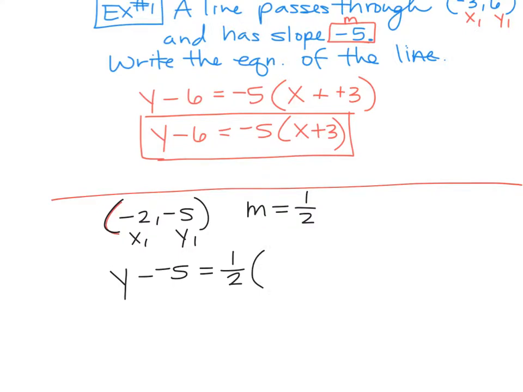1/2 is your m, and then it's x, what? Minus negative 2, which is going to become plus a positive 2, okay? So your answer right now, this would be plus a positive, this would be plus a positive, so your simplest answer is y plus 5 equals 1/2 times x plus 2.